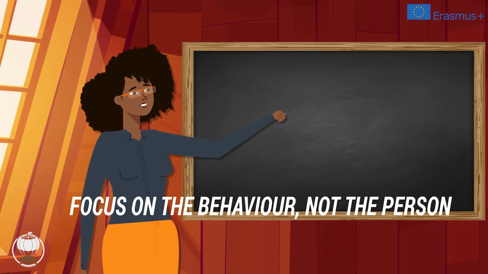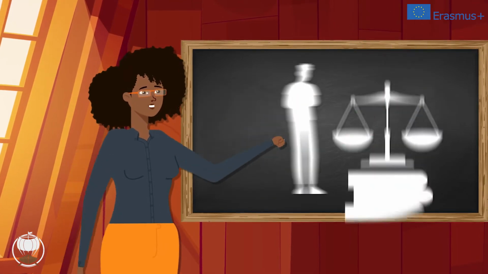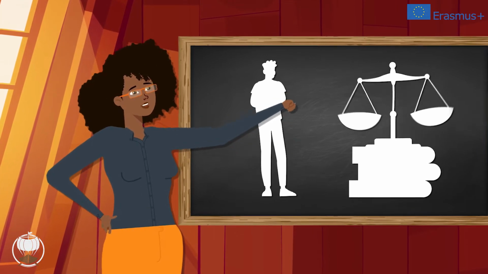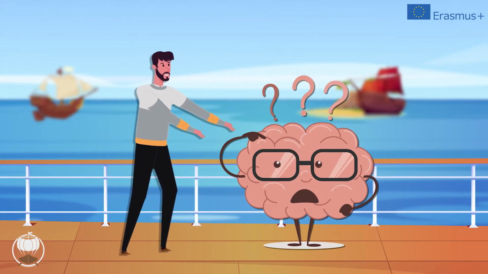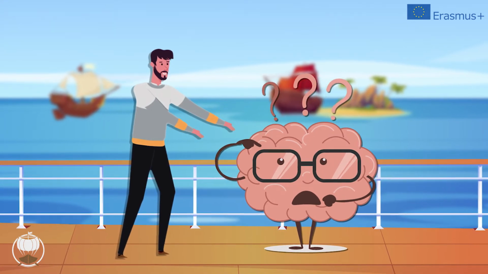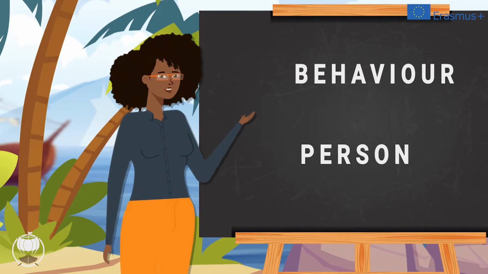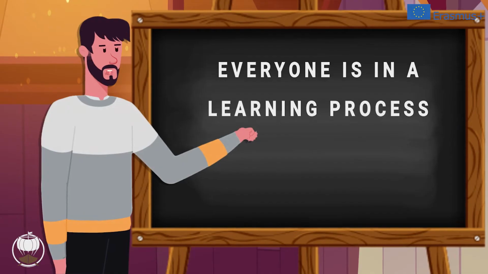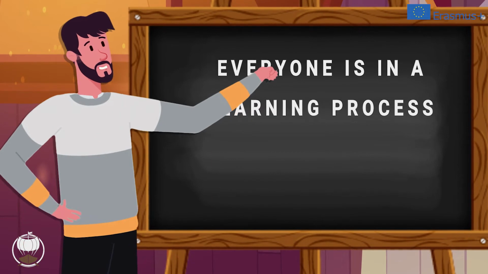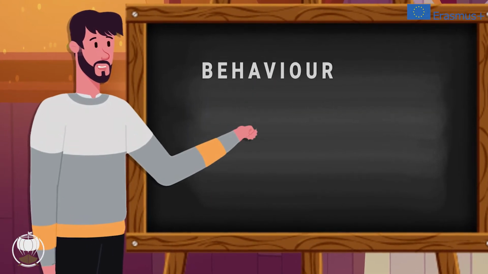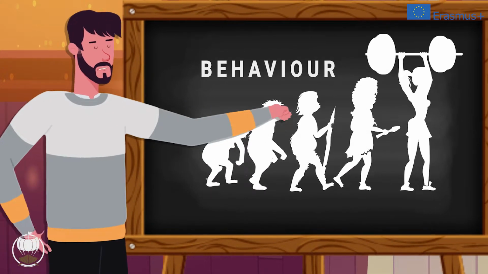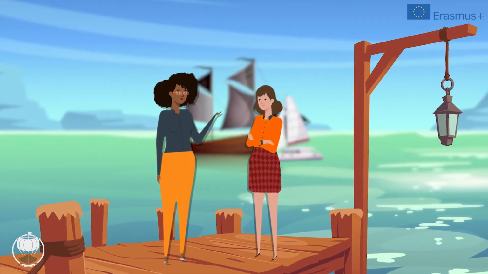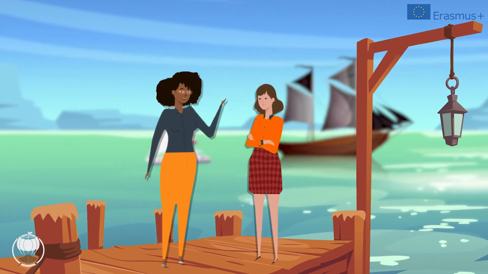Focus on the behavior, not the person. Try not to judge the person. They are learners and need some advice. It is better to focus on terms of how to solve the problem more than the learner being the problem. In fact, behavior can be changed, the person can't. It is important to remark that everyone is in a learning process, and in that way, behavior can evolve. Try to state what's the recommended behavior to be changed and how to do it, and avoid being accusatory.